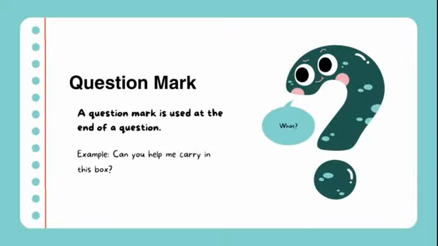We also have the question mark. The question mark, just as the name implies, is used at the end of a question. It is used to indicate that this is a question that I am asking. I'm not just stating a fact, but I am asking you a question. You can see it is used with the symbol right there. And then the example is, can you help me carry in this box? You can see that the sentence ends with a question mark.